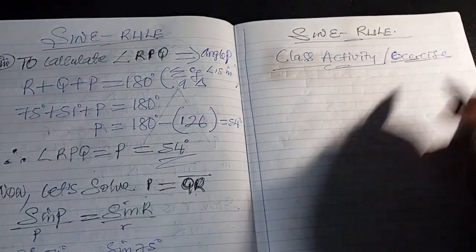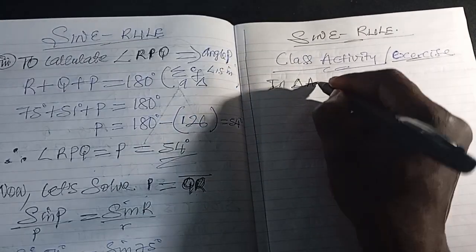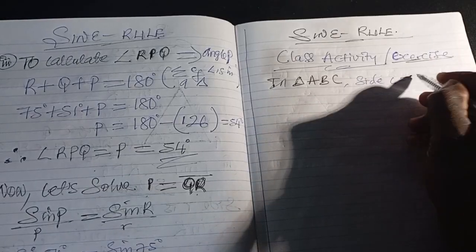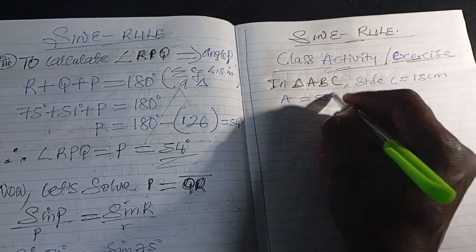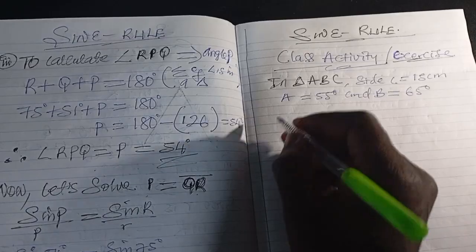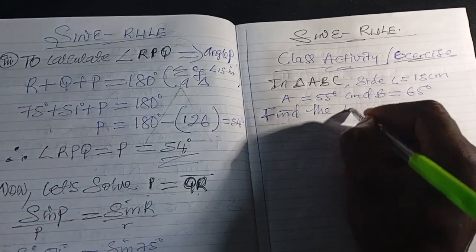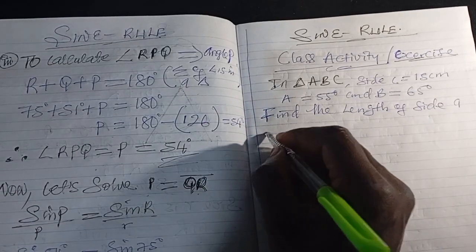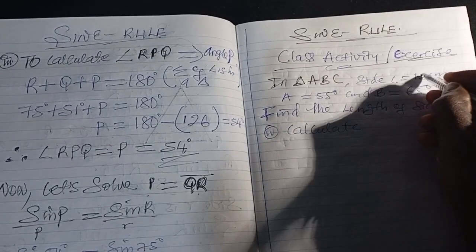So class activity, exercise. Solve this. We have in triangle A, B, and C. Side c is 15 cm. A is 55 degrees. And the B is 65 degrees. You are now required to find the length of side a, and to calculate angle C.